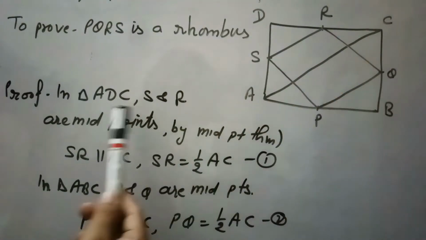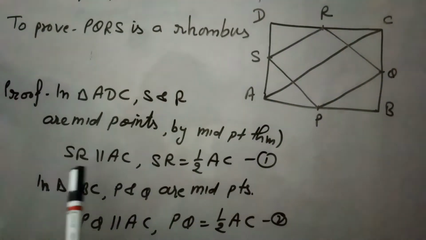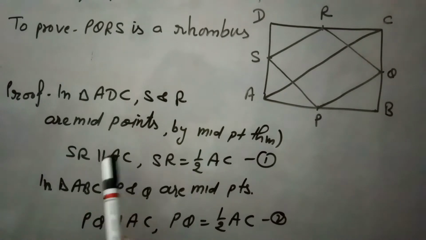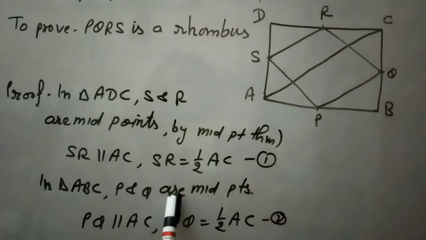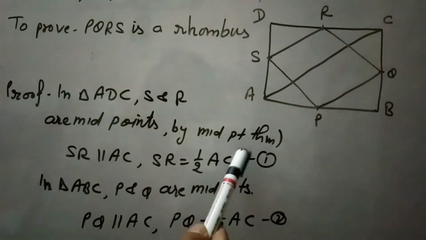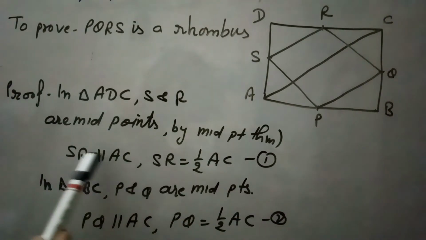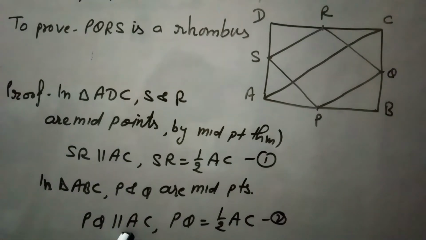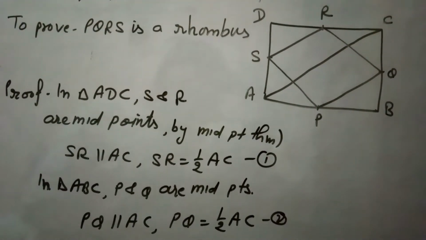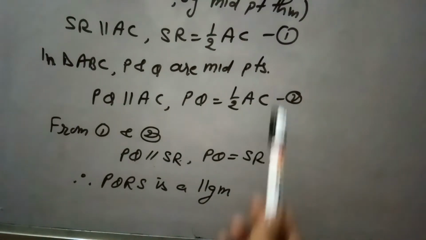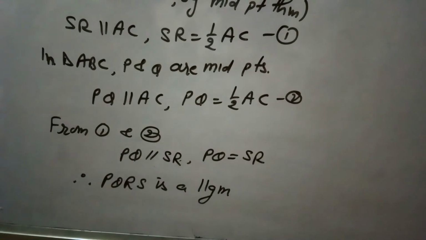In triangle ADC, S and R are the midpoints. So by the midpoint theorem, SR is parallel to AC and SR is half of AC. In triangle ABC, P and Q are the midpoints. So PQ is parallel to AC and PQ is half of AC. So from equations 1 and 2, SR and PQ are parallel to the same side, and SR and PQ are half of the same side. So both are equal and parallel to each other. Therefore, PQRS is a parallelogram.